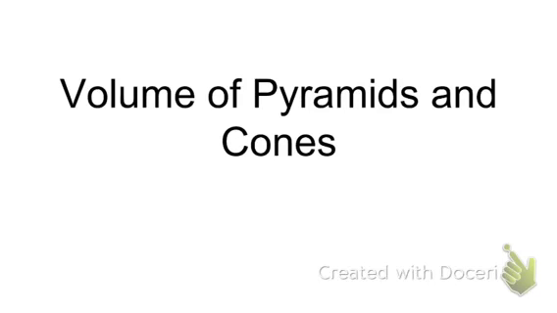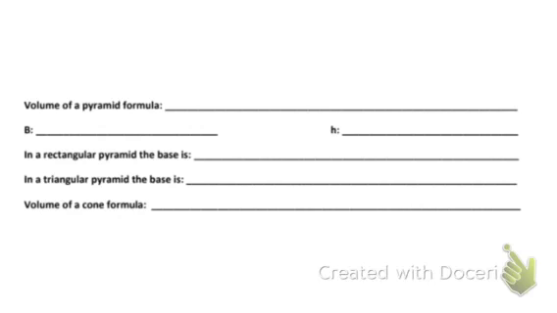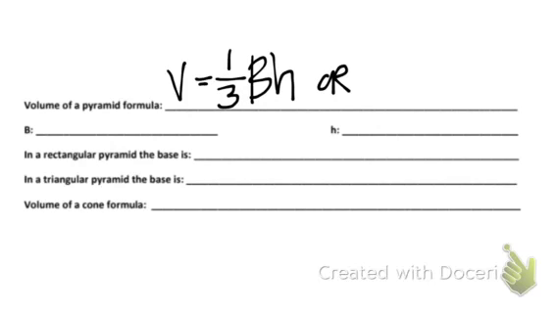Okay, so we've gone over the volume of prisms and cylinders, and today we're going to continue on our geometric journey, and we're going to go over the volume of pyramids and cones. The volume formula for a pyramid is the volume equals 1/3 of the area of the base times the height of the pyramid. Or it can be written as V equals big B times the height of the pyramid over 3. Either way, kind of like the area of a triangle.